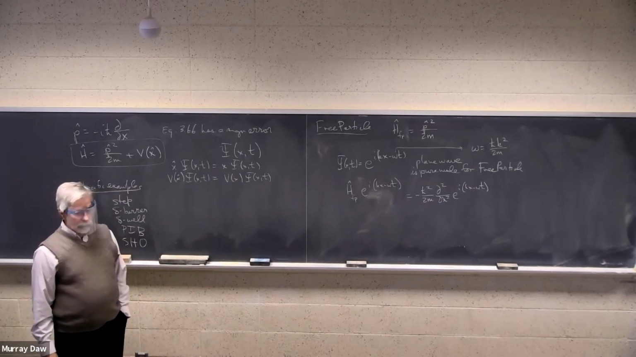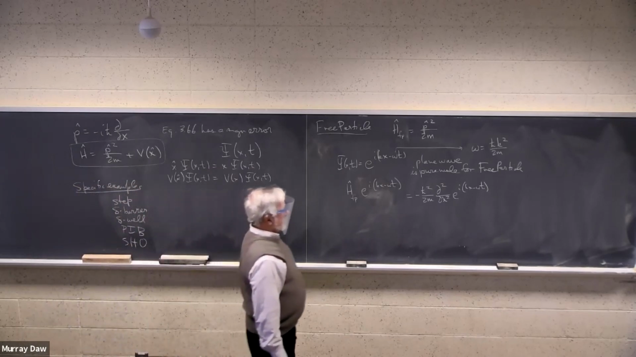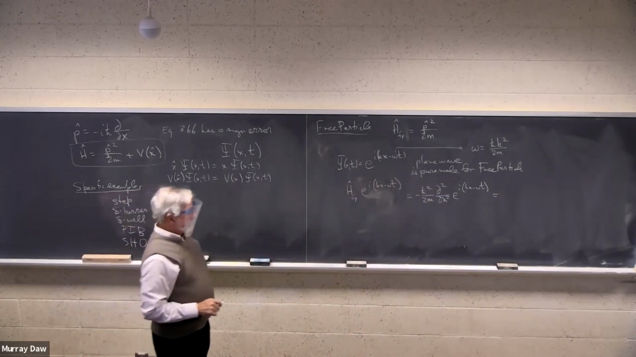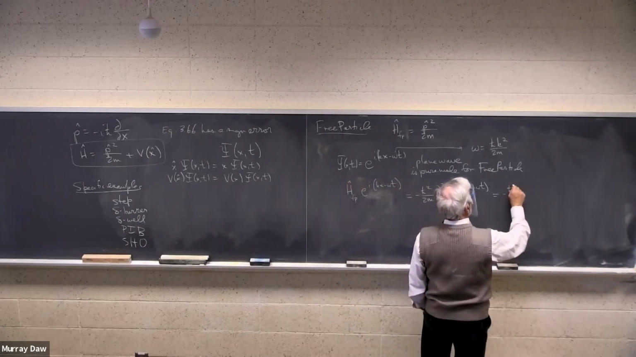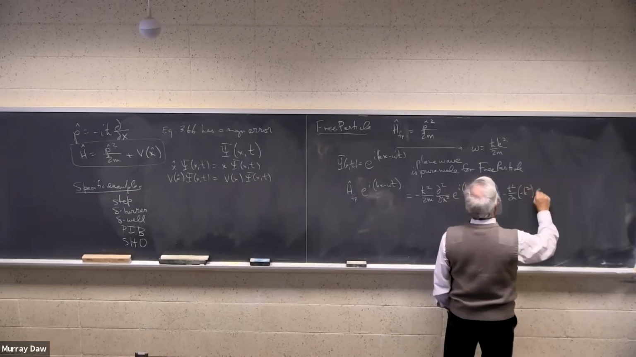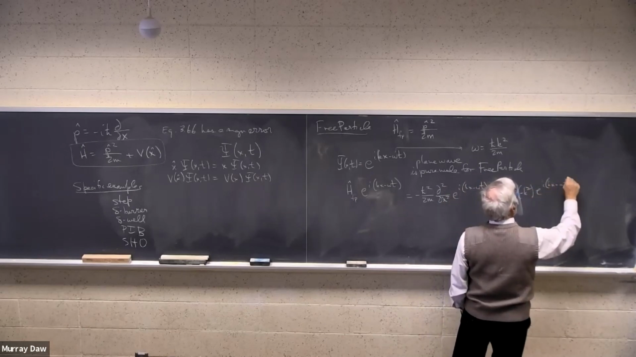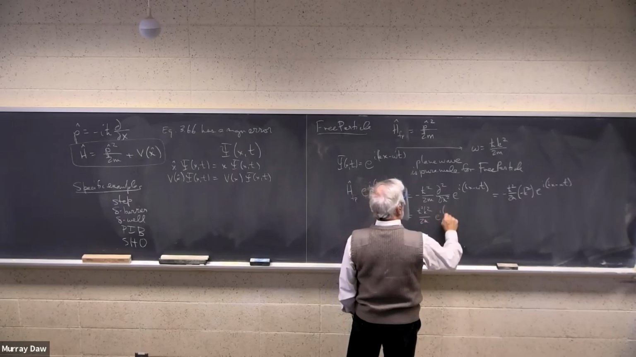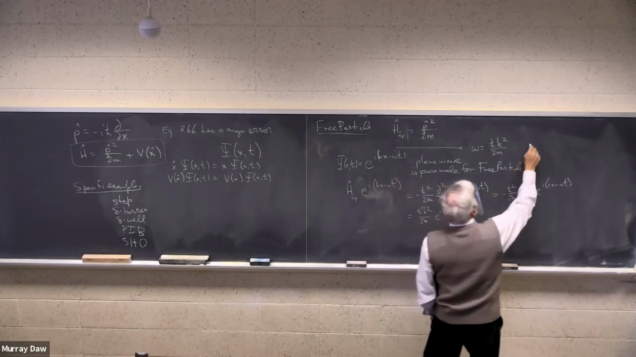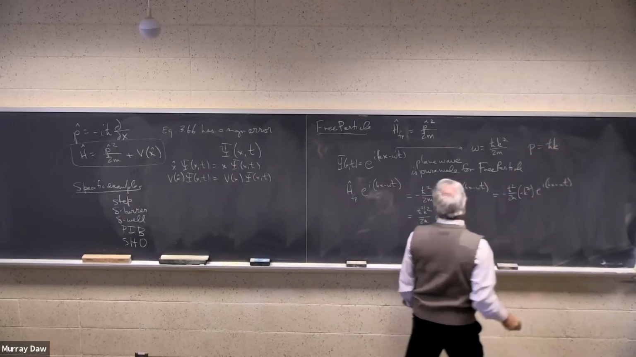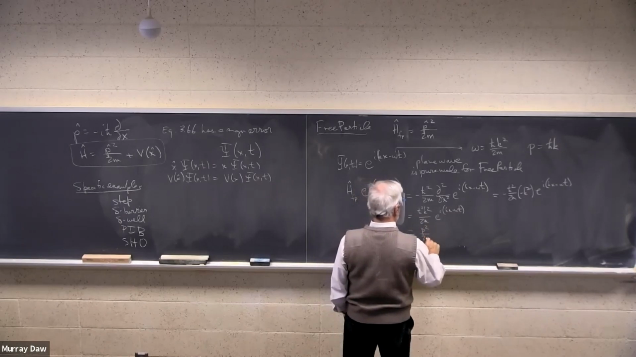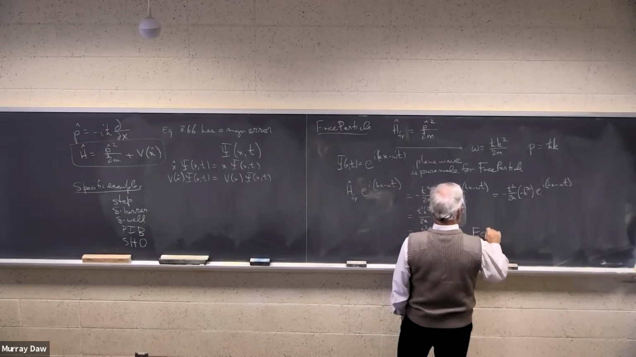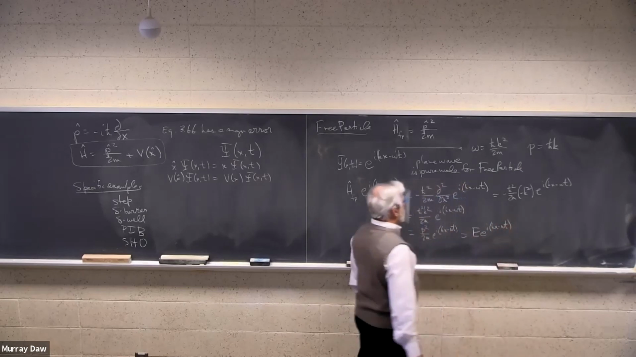What does the second derivative give acting on the exponential? Negative k squared. That's right. Which is then just h bar squared k squared over 2m. And remembering that the momentum is h bar k, this is just p squared over 2m. This is just the energy, which is also h bar omega.